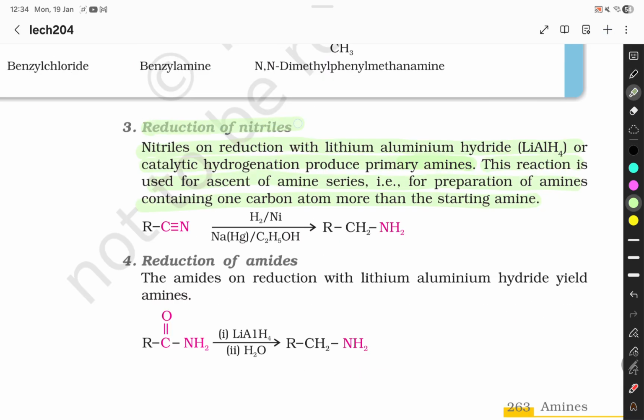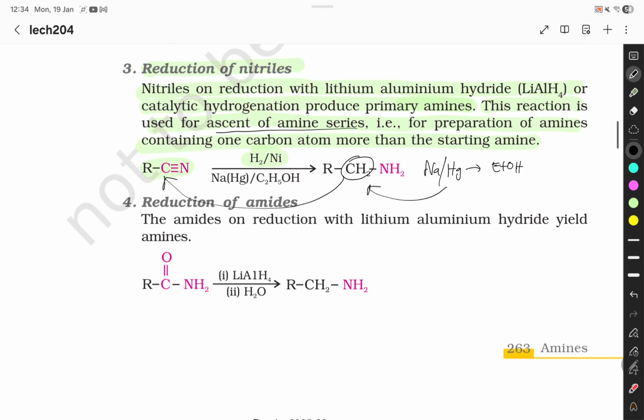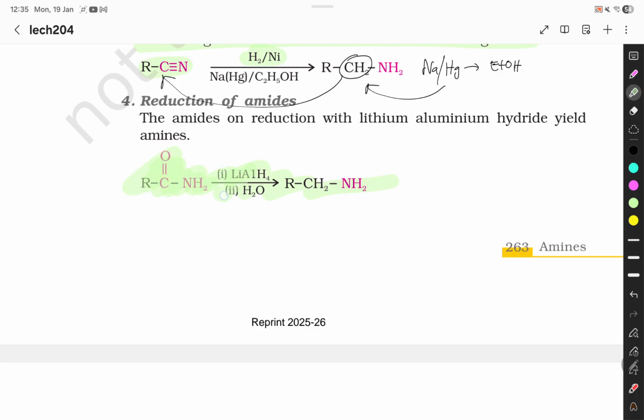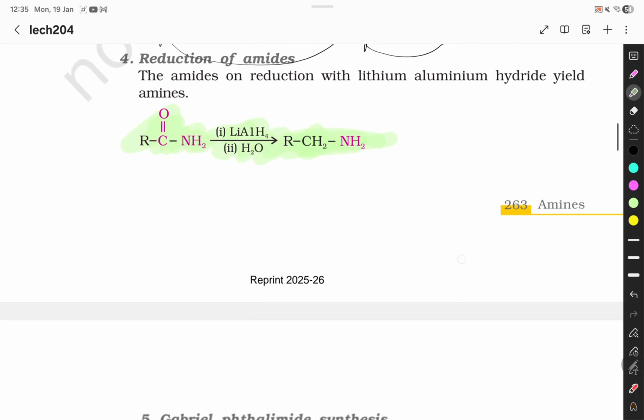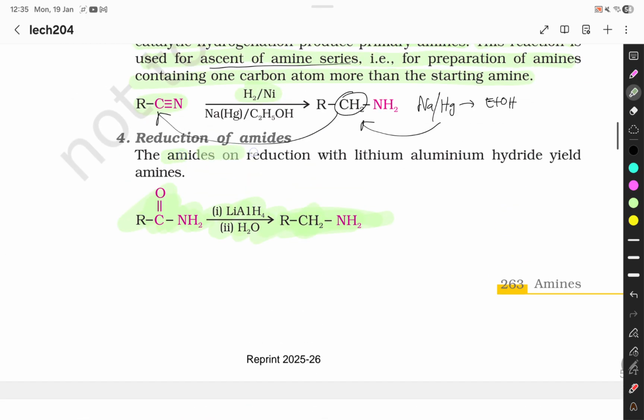So reduction of nitrile group. Okay, first you have the H2/Ni method, or we can use Na(Hg)/EtOH. This can also be used to form amines, and it's called ascent of amine series because you're adding another carbon. Okay, basically everybody knows LAH will just remove the C double bond O group and end up forming RCH2NH2 for acetamide.